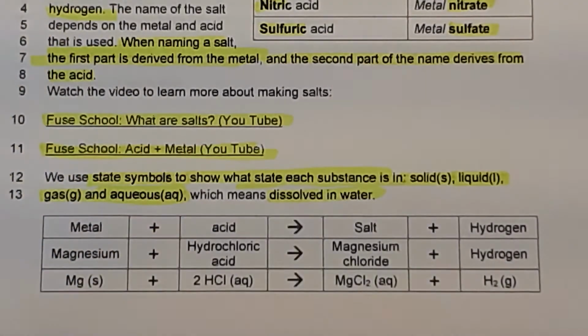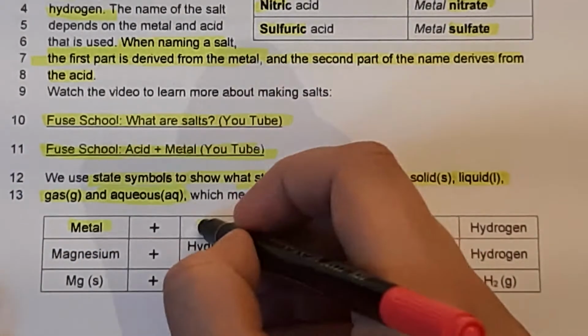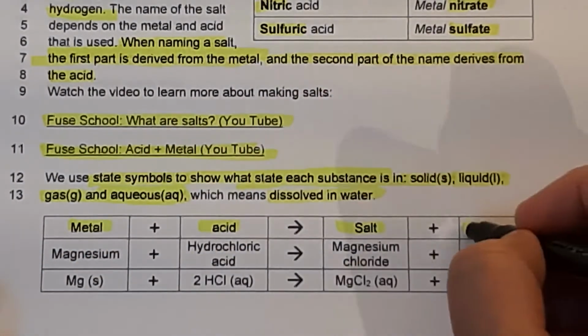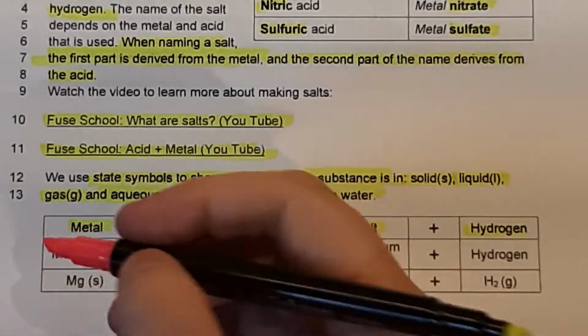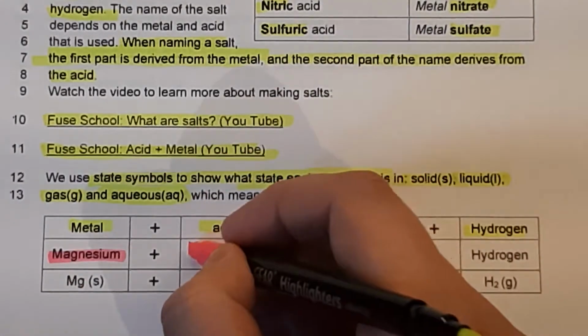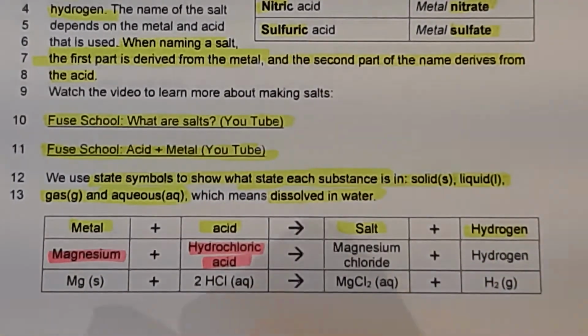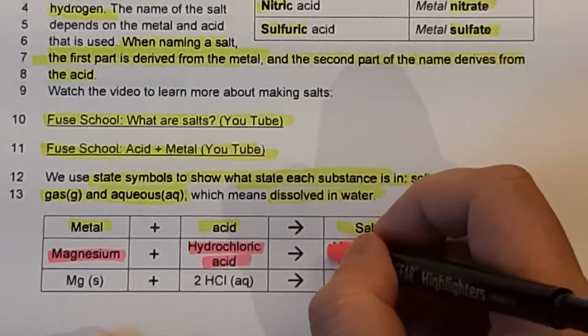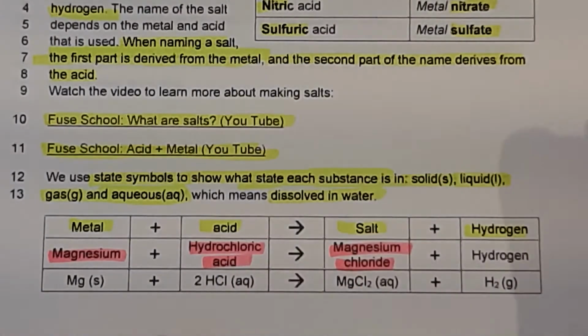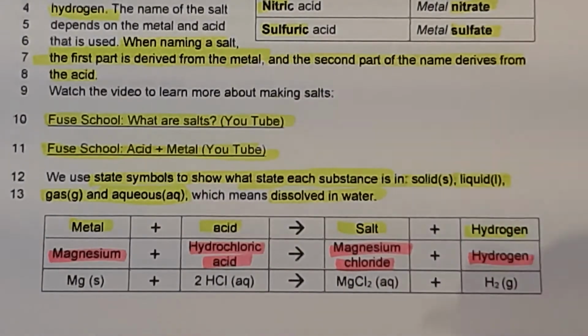So here we have an example of that. So we have our metal reacting with our acid, producing a salt and hydrogen. So in this example, our metal is magnesium, the acid is hydrochloric acid, and we know we'll get metal chloride, so it's magnesium chloride, and it also produces hydrogen gas.